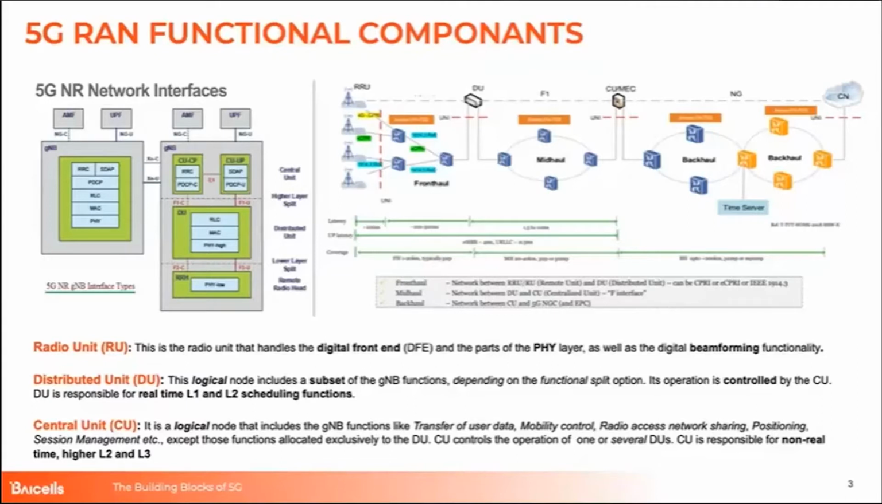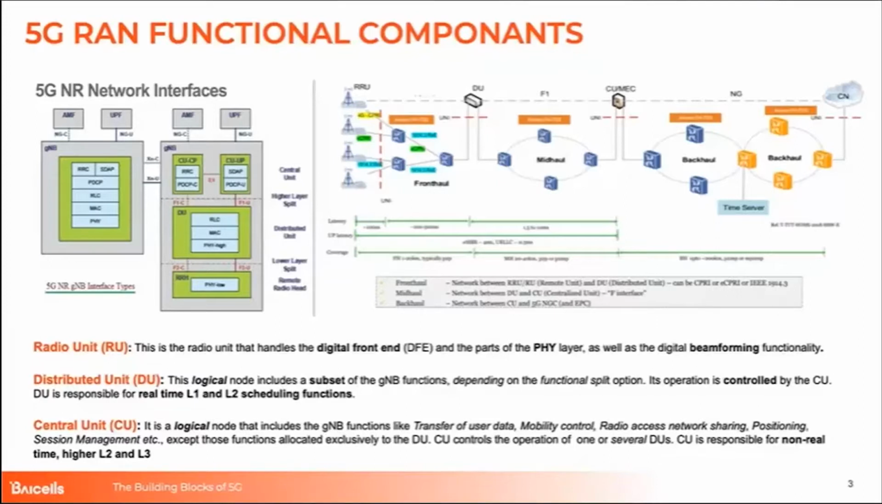And to be able to utilize all the splits and all the new features that 5G is bringing, the RAN part has been divided into functional units. The first unit is called the radio unit, or RU, and then the DU, which is the distributed unit, and then the central unit, which is CU. And there are some interfaces between these units.